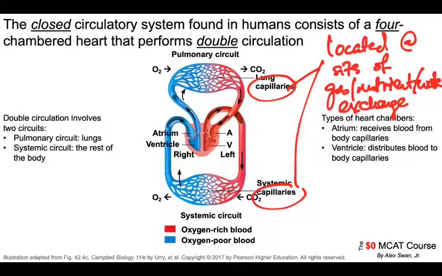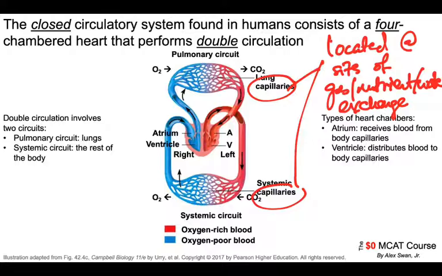So, back to the topic of a four-chambered heart. The atria of the heart, I should say, will receive blood from the capillaries, and the ventricles will distribute blood to the capillaries. Now we can see that we have a right and left side of the heart. Each side has an atrium and a ventricle, so that makes for four total chambers: right atrium, right ventricle, left atrium, left ventricle.